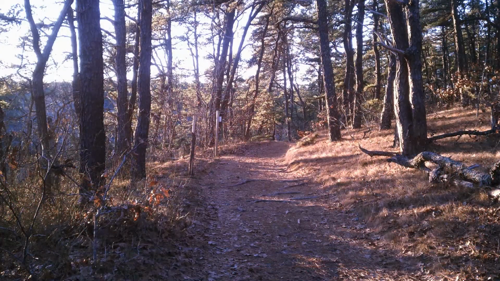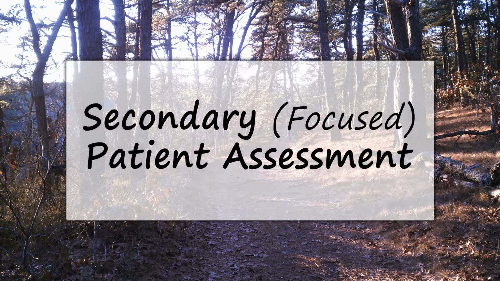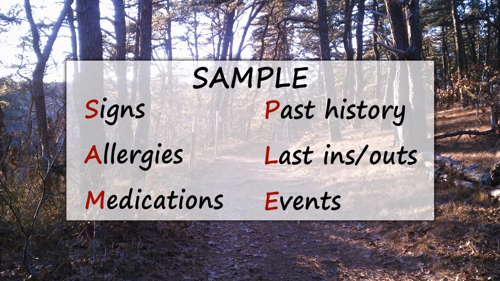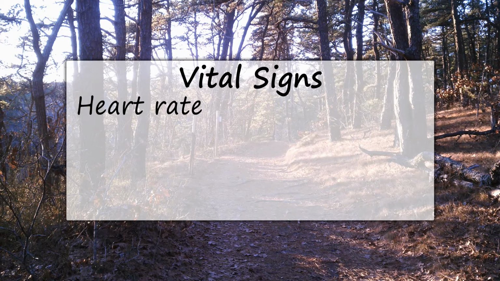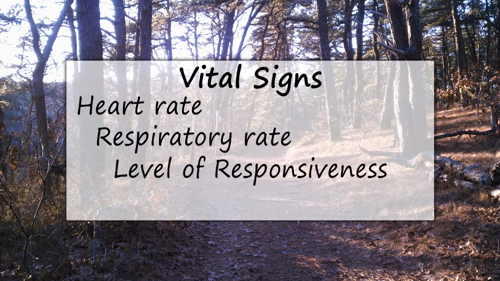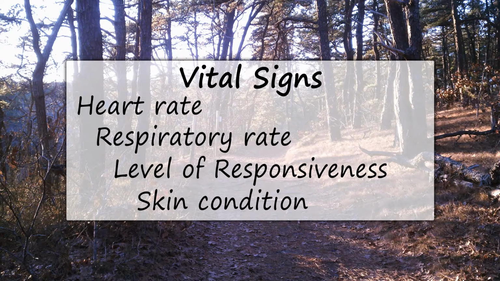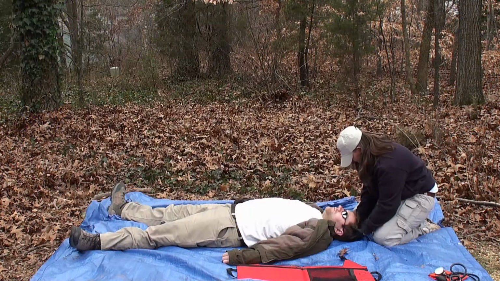Now that the primary patient assessment is done, all life-threatening conditions have been found and addressed. It is now time to assess the patient for any additional injuries. The secondary, or focused, patient assessment is an opportunity to do just that. If the patient is conscious, or if an unconscious patient's friends or family members are present, then ask the SAMPLE patient history questions of them. Be sure to take a full set of vital signs, which should include heart rate, respiratory rate, level of responsiveness, and skin condition. Now perform the physical exam.